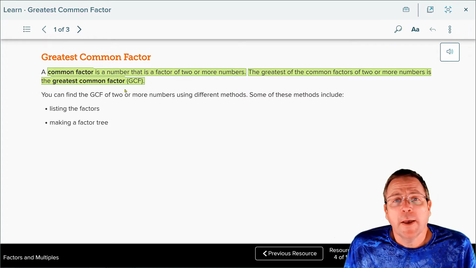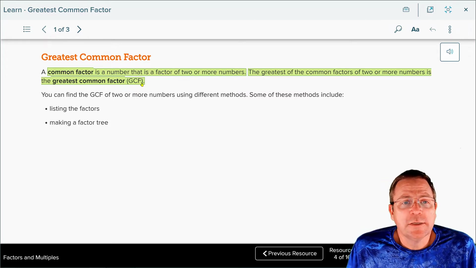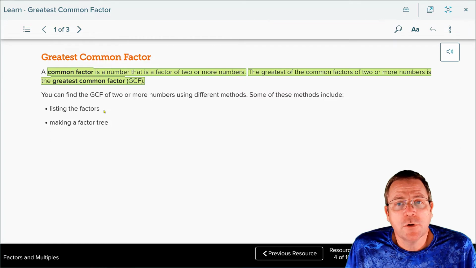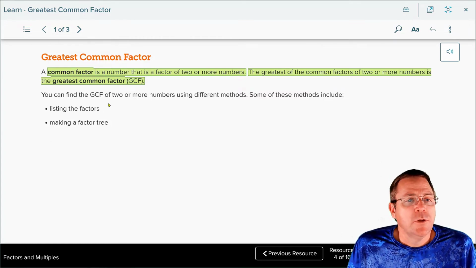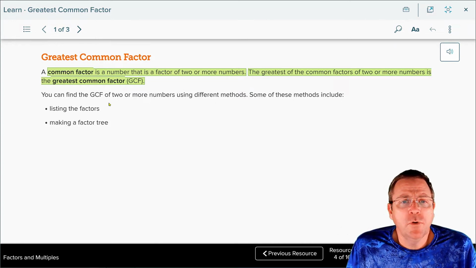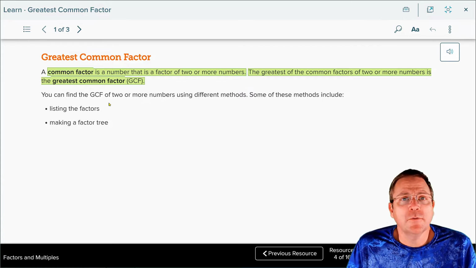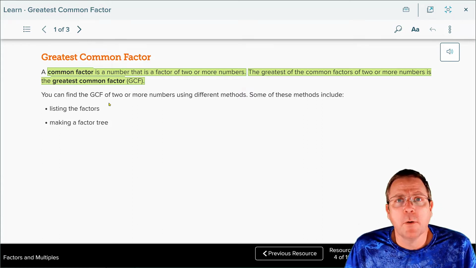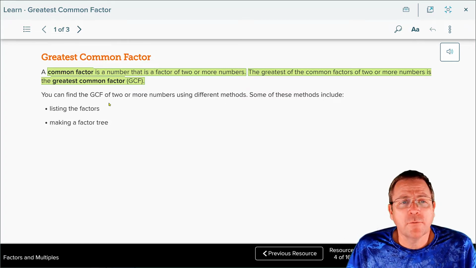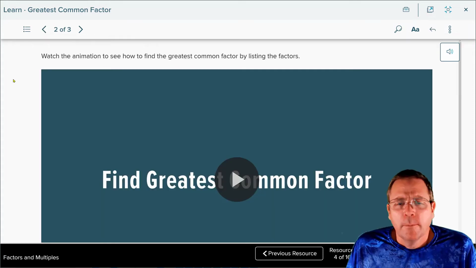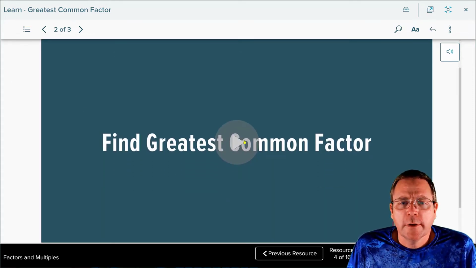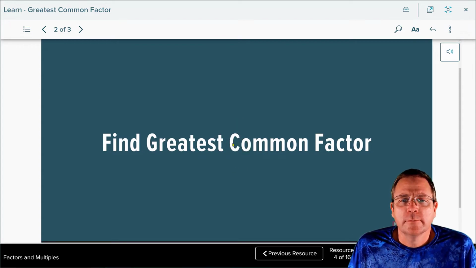The greatest common factor is abbreviated with GCF. That's a term you guys should know by now. You should have used it throughout elementary school and 6th grade. You can find the greatest common factor of 2 or more numbers using a variety of different methods. Some of these methods would include listing the factors, boring, or making a factor tree, somewhat boring. I prefer upside down division, and I will show you that. But first, let's see what the textbook has to say on the matter.